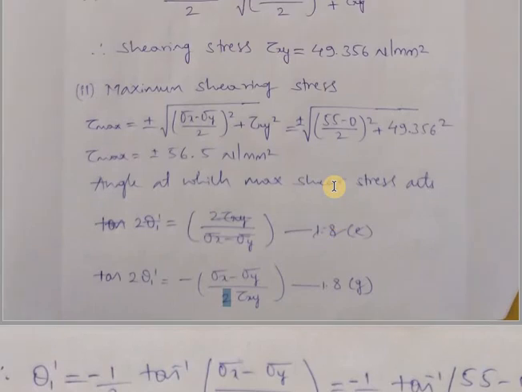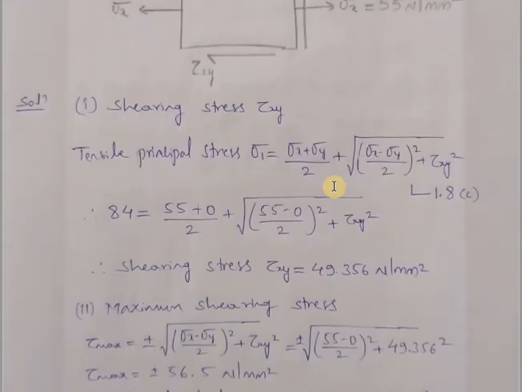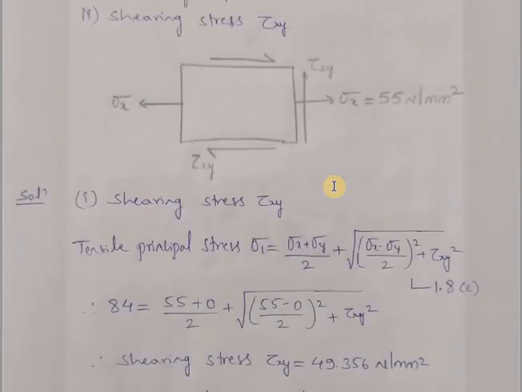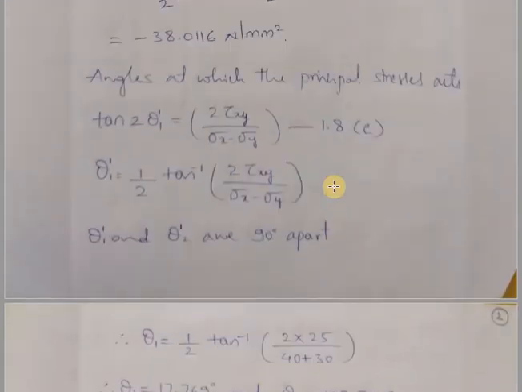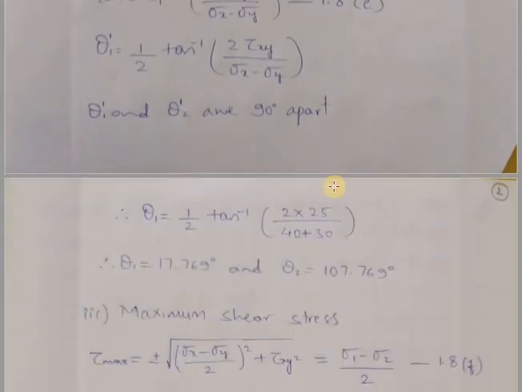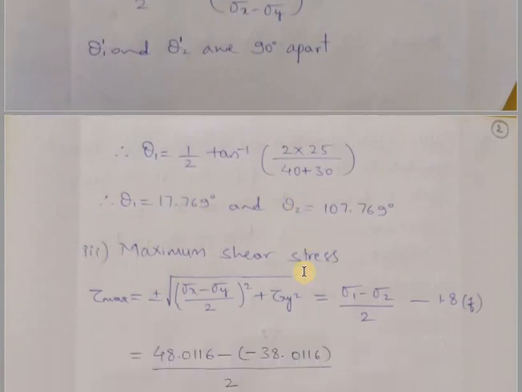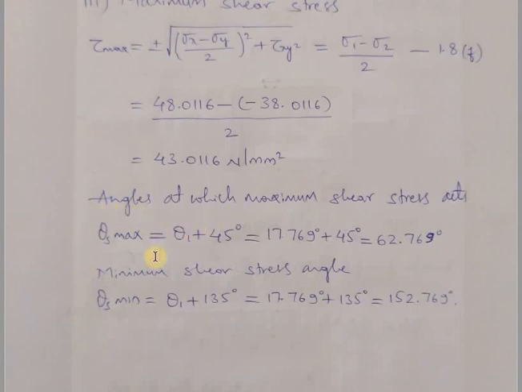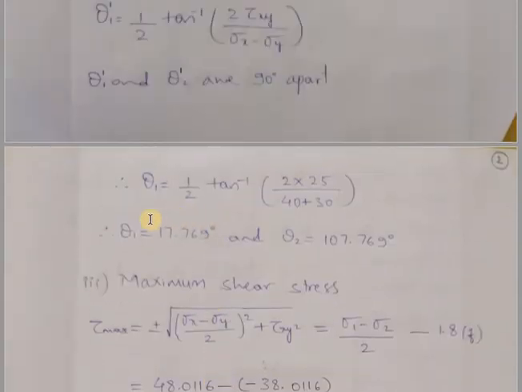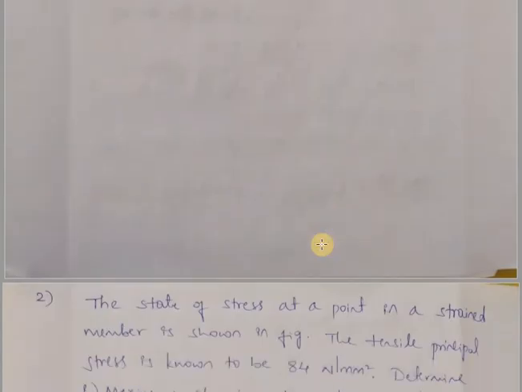In the previous problem we had the values of sigma 1 and sigma 2, and with the help of that we used to find the angle of principal stress, that is theta 1 and theta 2. Later, with the help of theta 1 and theta 2, we used to find the maximum shear stress location, that is theta s max. But in the present problem, we don't have the values of theta 1 and theta 2.